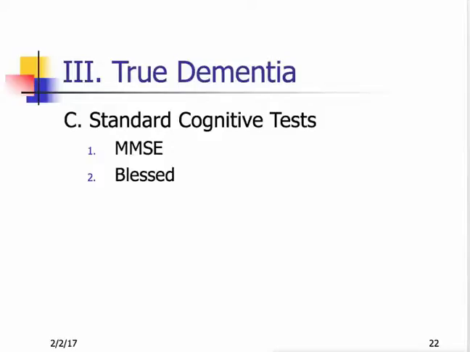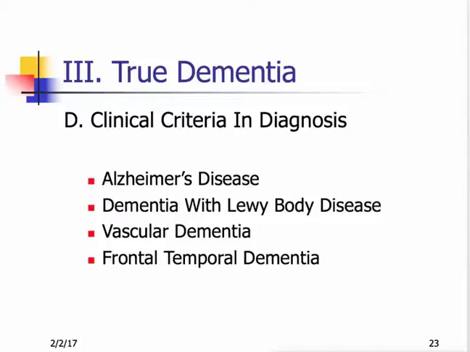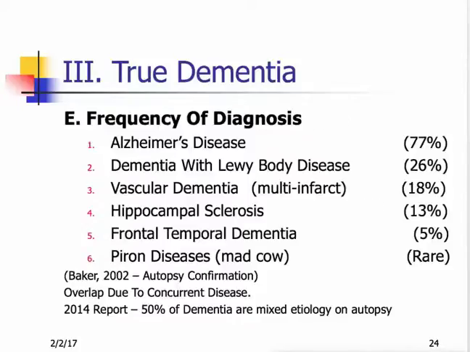So how do you diagnose dementia? Well, we are going to talk about the MMSE, the mini mental state exam. I won't be talking about the Blessed in this lecture. Come back to that. So the clinical criteria in the diagnosis, some of the differential diagnosis: Alzheimer's disease, dementia with Lewy body, vascular dementia, and frontal temporal dementia.